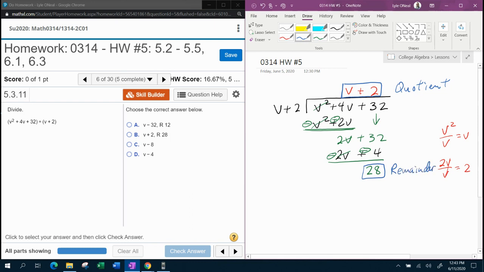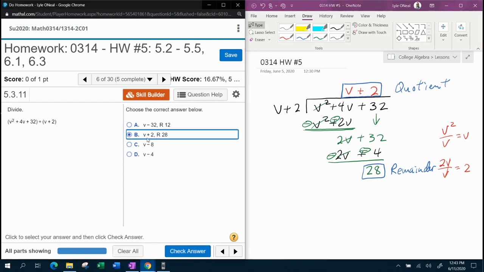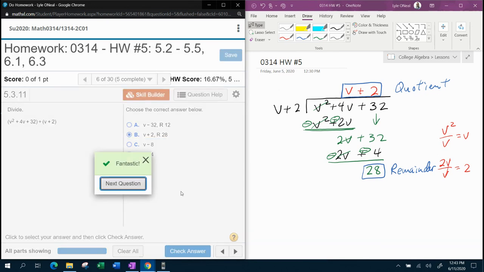Okay, so when you're doing long division, you're always going to get a quotient, and sometimes you get a remainder. Sometimes the remainder is 0 and you don't have a remainder, but this time we do have a remainder of 28. So let's look at our answer choices and see which one matches. Well, it looks like answer choice B is going to be correct.